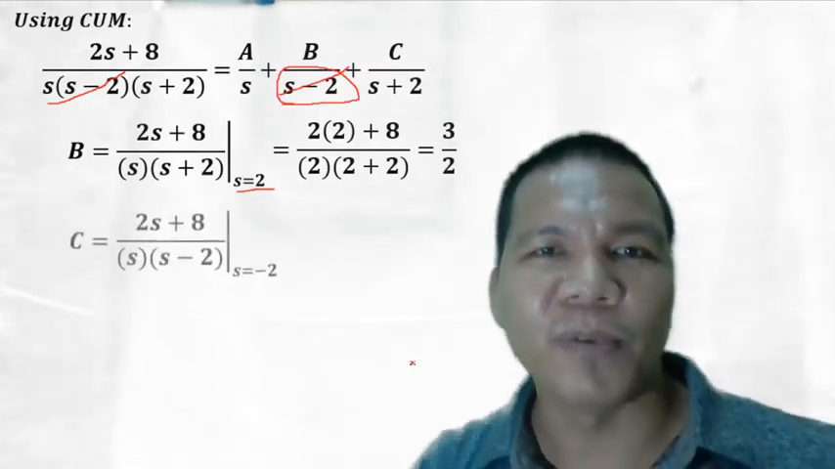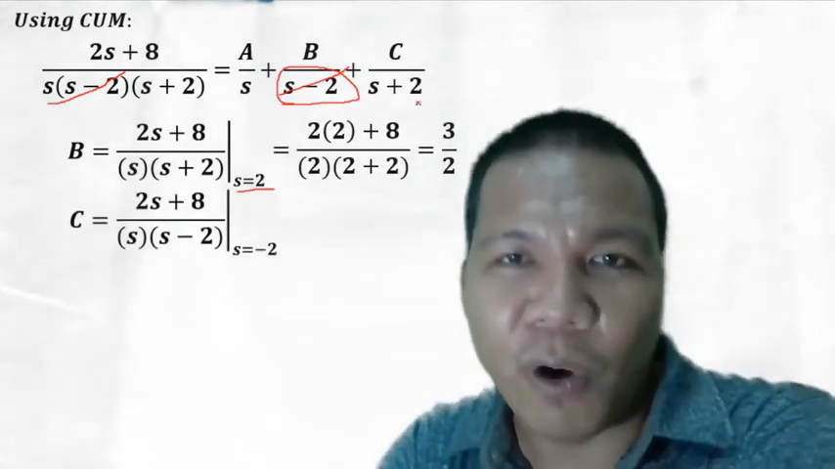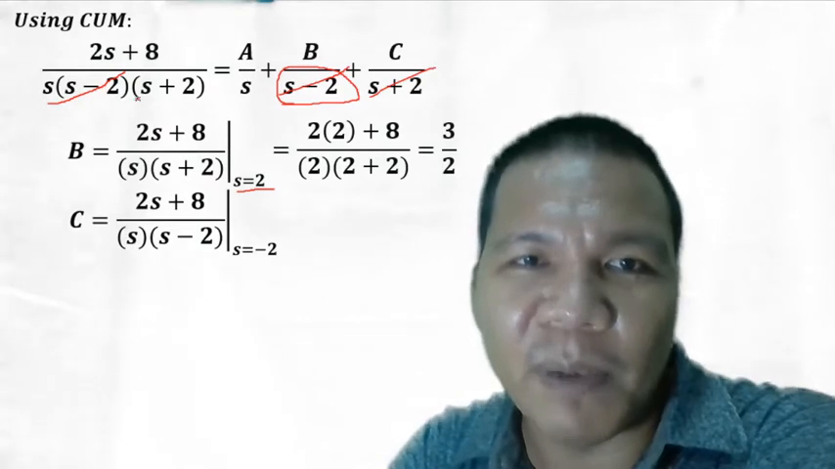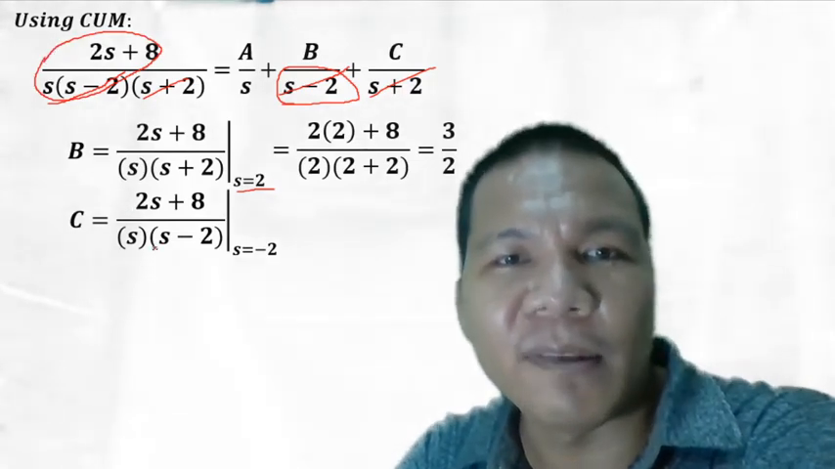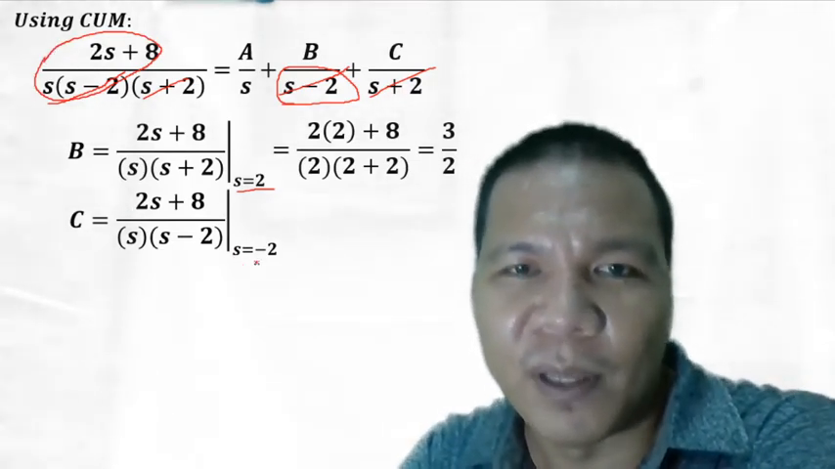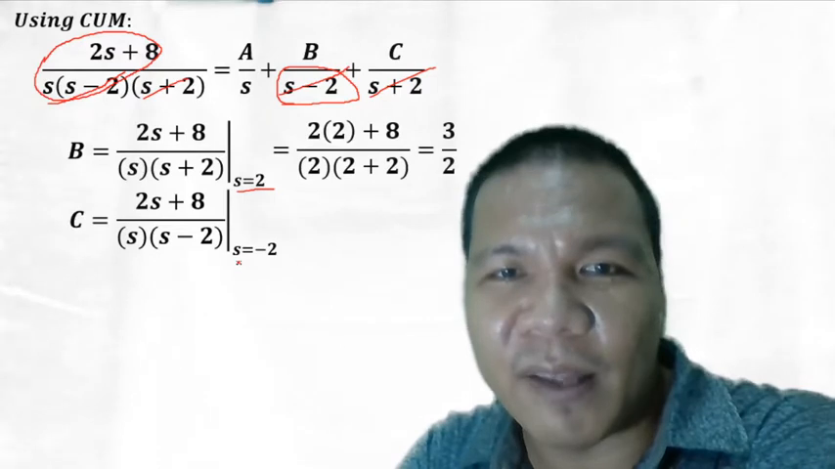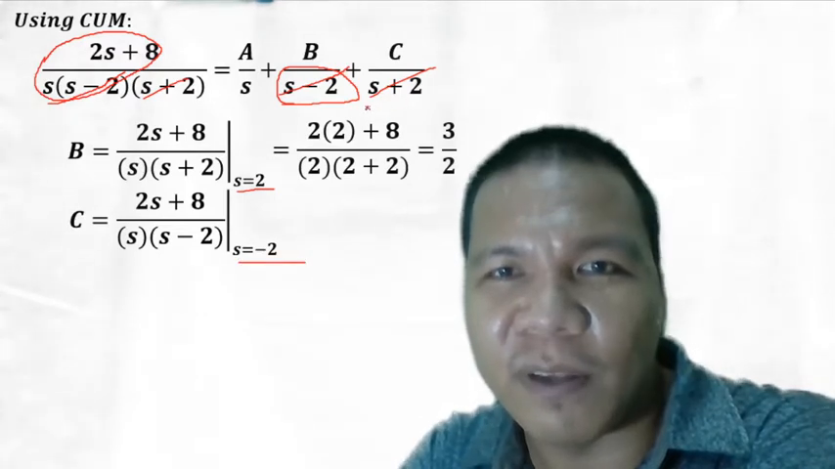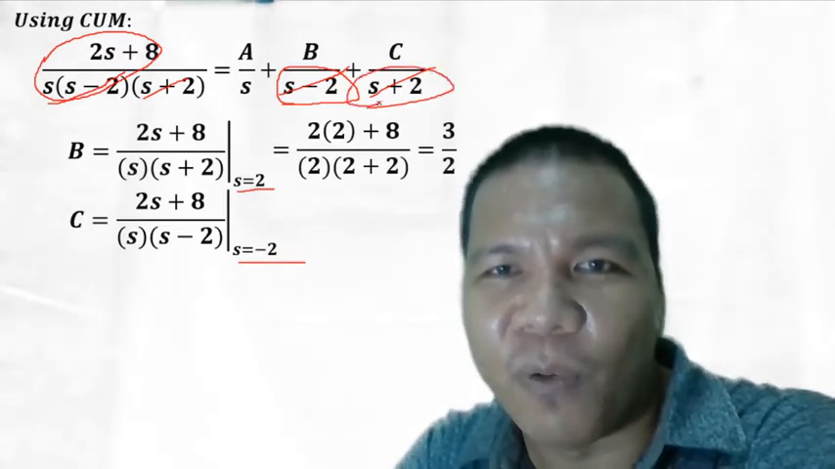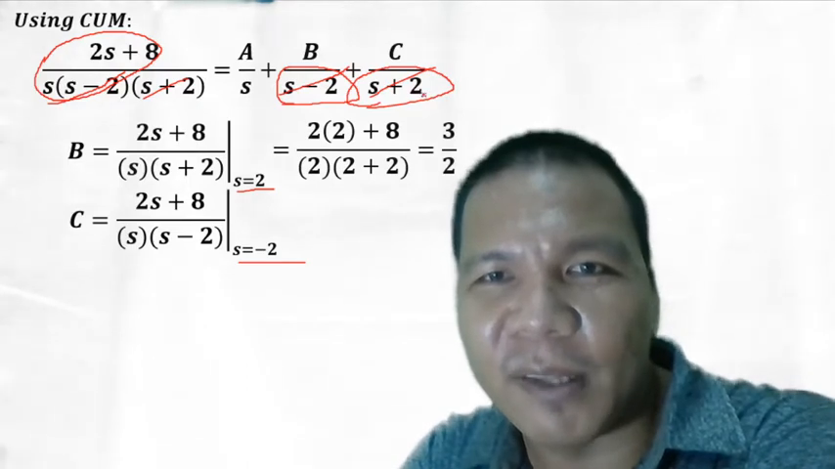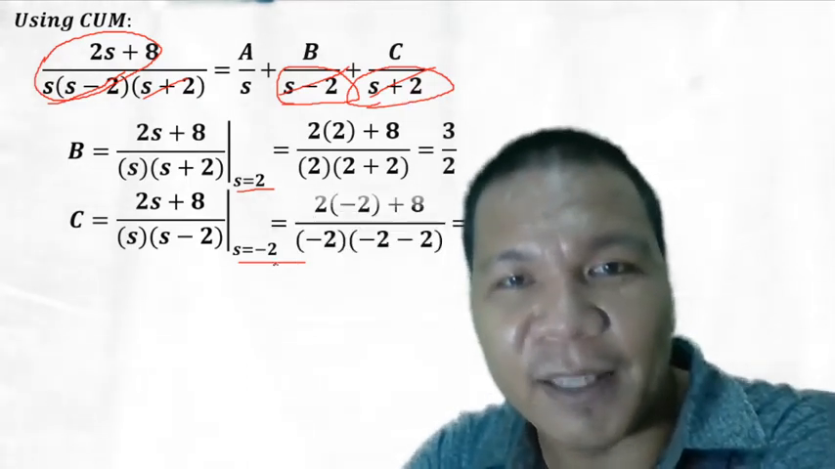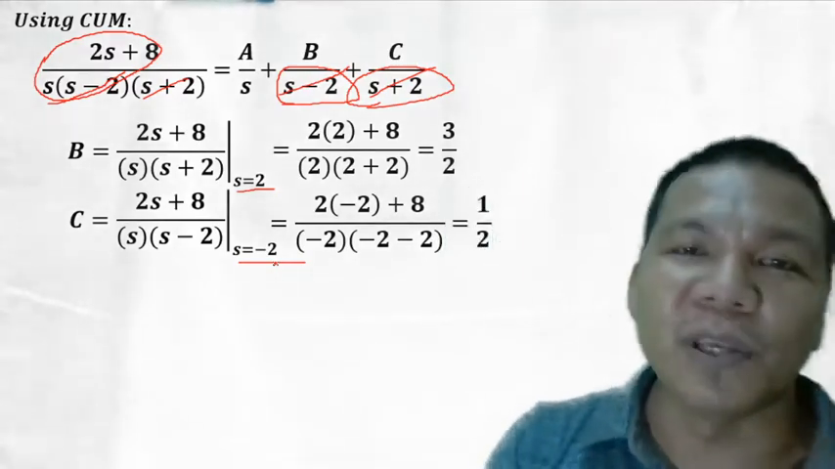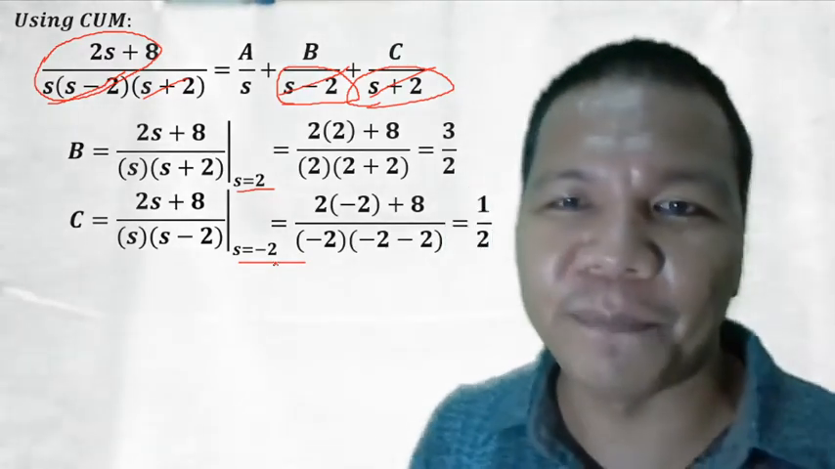Alright, now we proceed with c. You cover up s plus 2 and s plus 2, leaving you 2s plus 8 all over s times s minus 2. But I use s equals negative 2 because if you analyze the value of s that makes this denominator 0, the value is negative 2. Substitute negative 2 for s and it will give you 1 half.